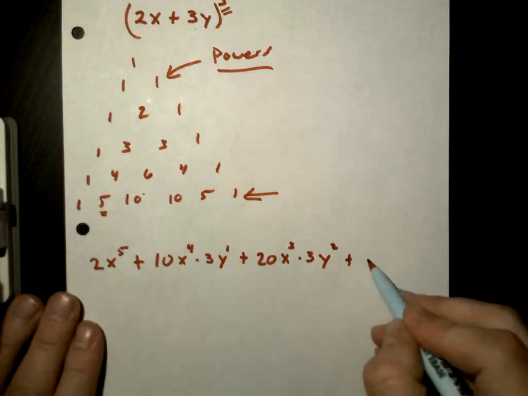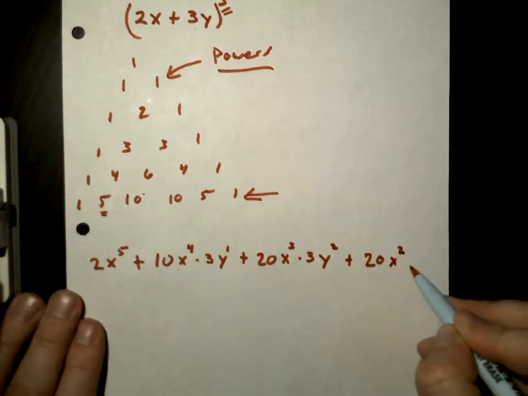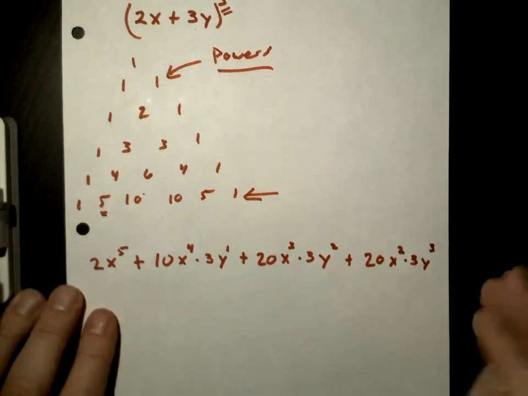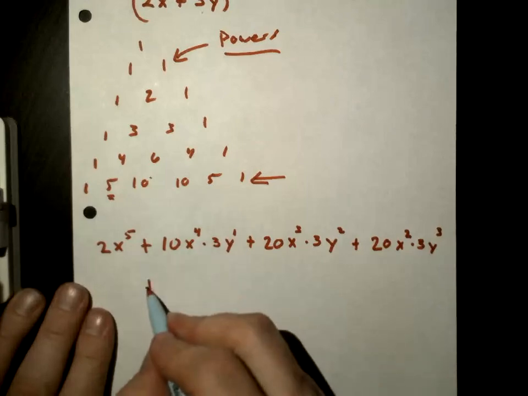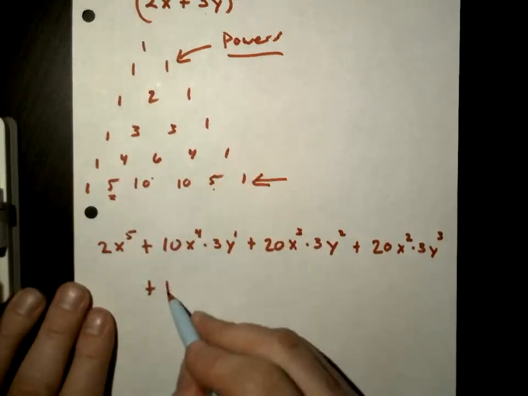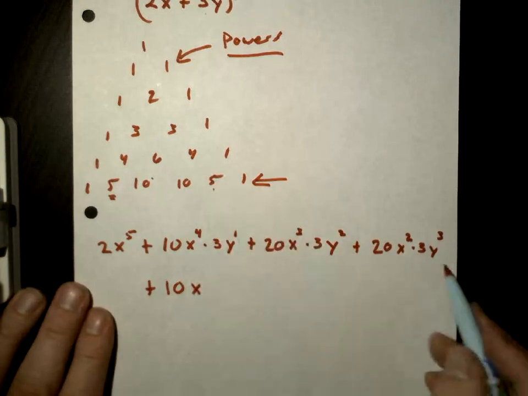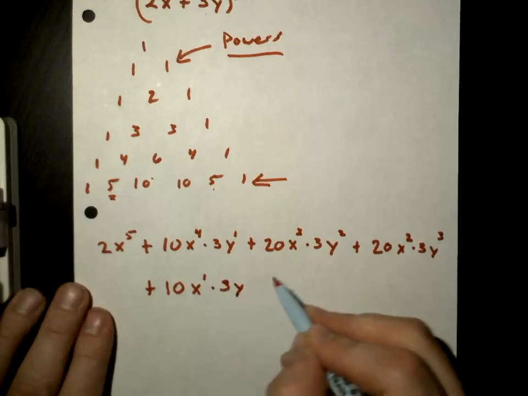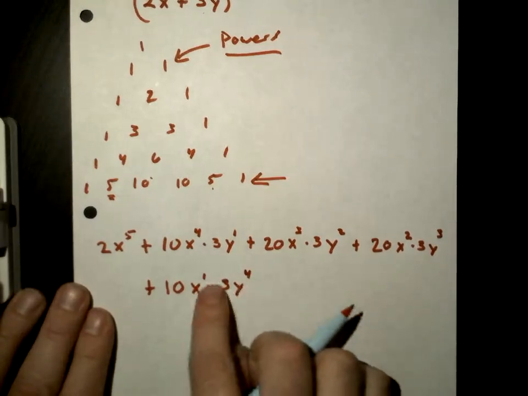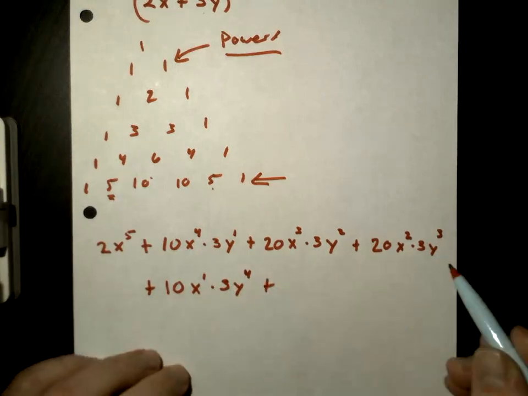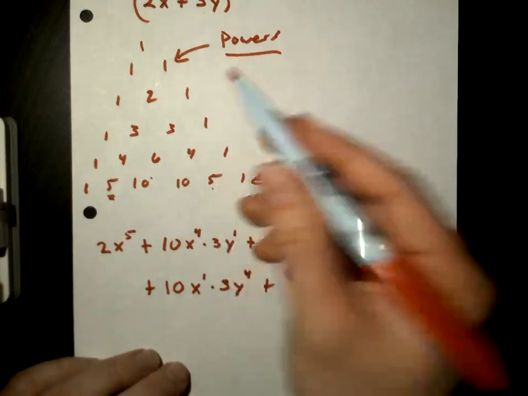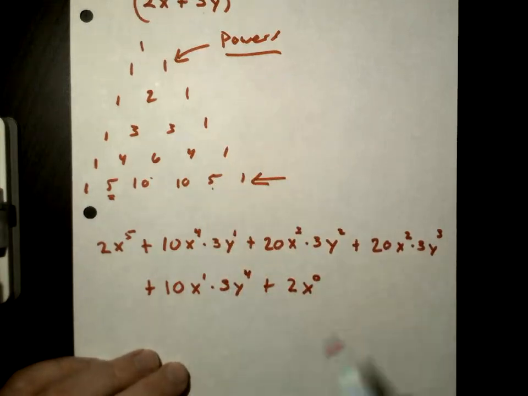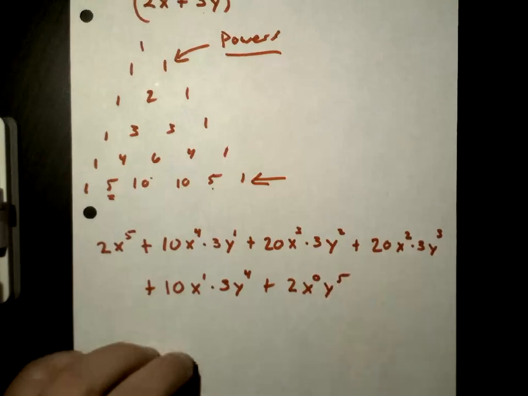Okay, keep going. 10 times that is still 20. x squared, 3y to the 3rd. Look at the exponents. Plus, we're here, 5 times that is 10. x to the 1st, you don't have to write that, times 3y to the 4th. Look at the exponents. Plus 1, which is technically 1 times 2 is 2x to the 0. I'm just going to put it for now. And y to the 5th.